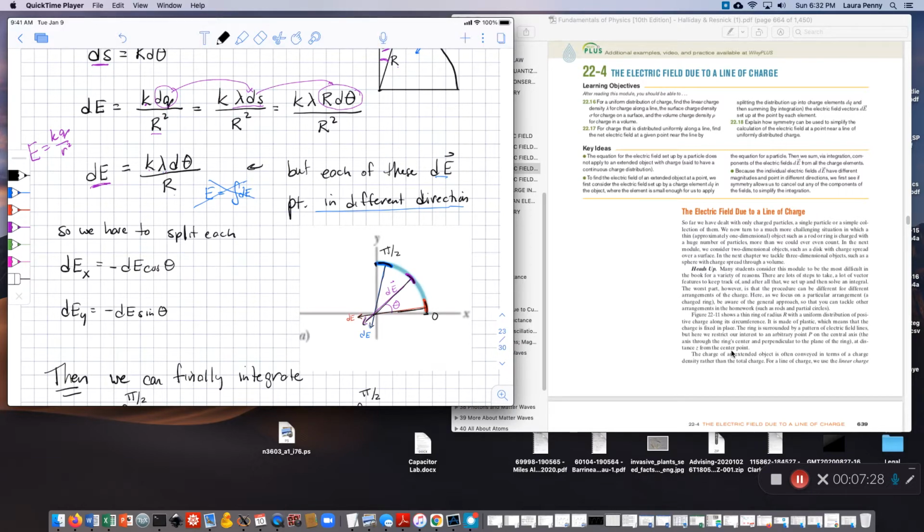So I have to actually split this dE into x parts and y parts. So my dEx is dE times the cosine of this theta, which is just our regular theta measured from the positive x-axis. And I wrote it as a negative because notice that all of these are pointing down here. So they have a negative x part and a negative y part. These electric fields, that's what these negatives are here for. And then the y part's just dE sine of theta.